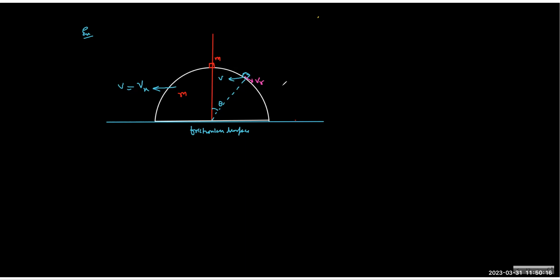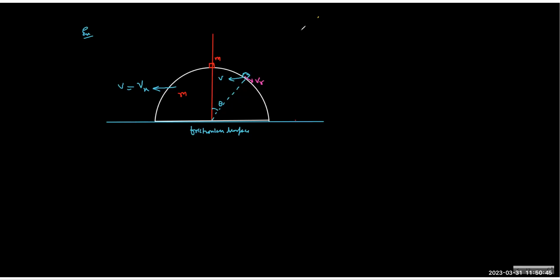So I'll assume VR is the relative velocity with respect to the wedge. With respect to the wedge, it is going that way, as you can see. And the wedge itself is going towards left with velocity v. So the net velocity of the block will be v left and VR tangential, correct? Yes.